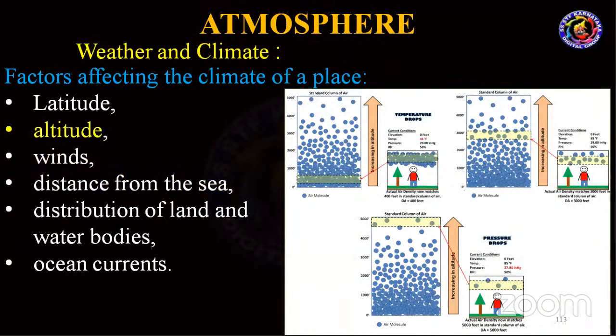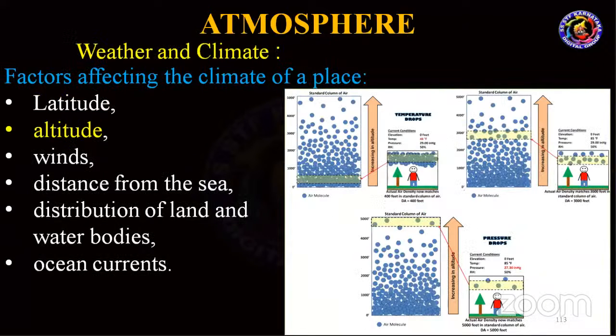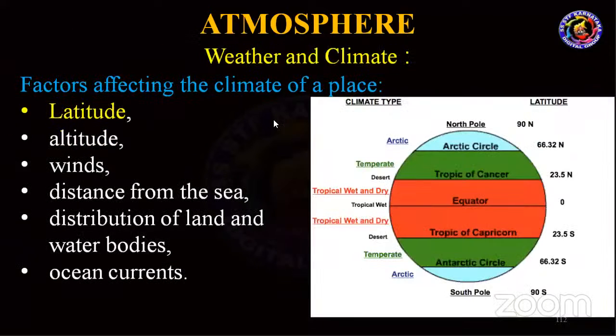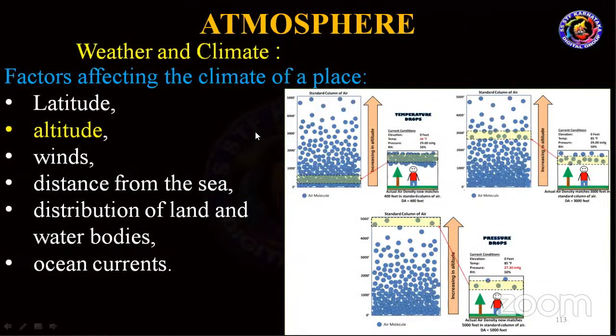Here, using pictures, they have tried to show how all these points affect climate. First, they have taken latitudes. Latitudes affect the climate of a place because places receive different types of sun rays, very hot sun rays or lightly hot sun rays. And the second is altitude.